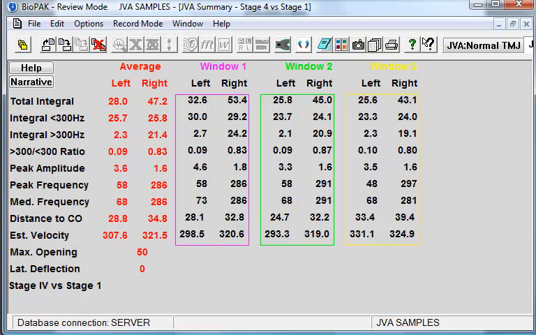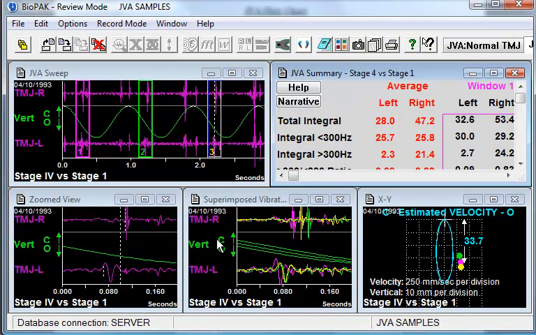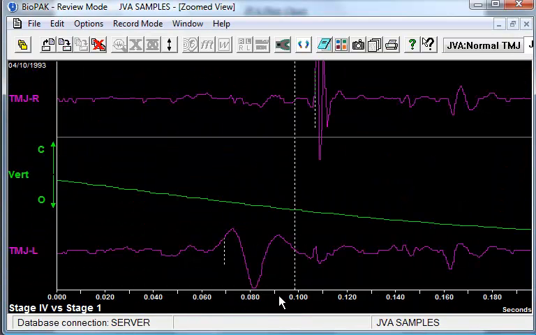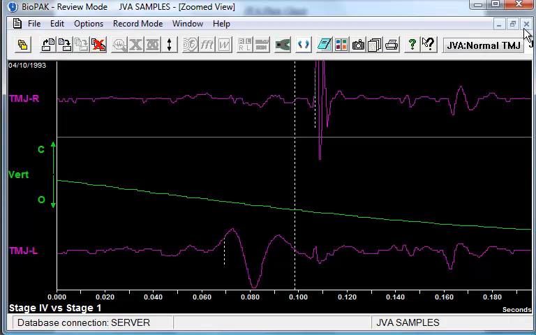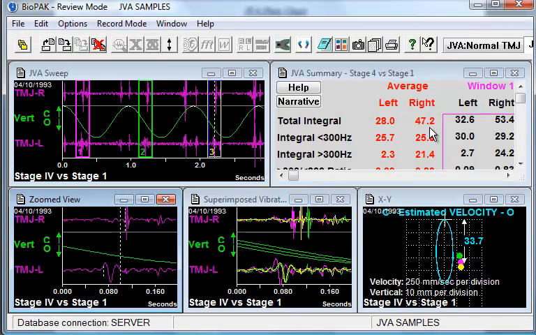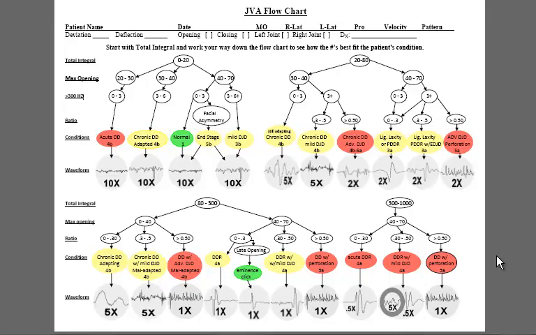We go back to the biopack, looking at the review mode, and this vibration here on the left does actually look quite a bit like that vibration there on our sample. Now, in looking at the total integral on the right with the energy greater than 300 Hz, if we go through our flowchart, that will bring us down here to advanced DJD, a potential perforation, or Piper stage 5A.